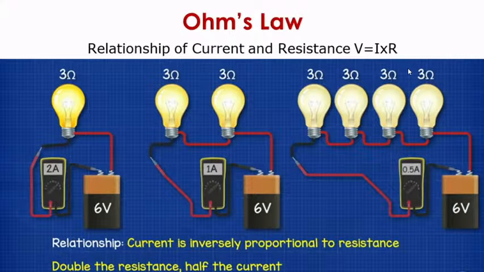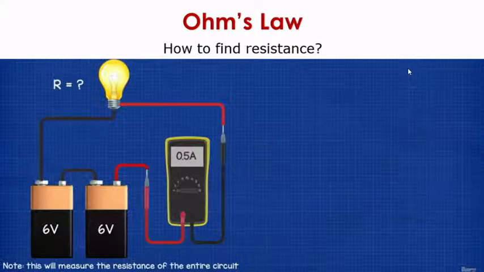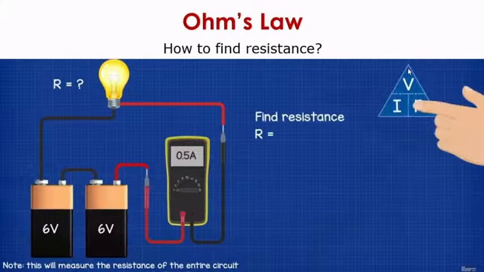So we are going to see that. Lesser the resistance, more the current. Now in this third case, we have values of voltage and current. We want to find out what is the value of resistance. So same thing, R, we want to find out R.